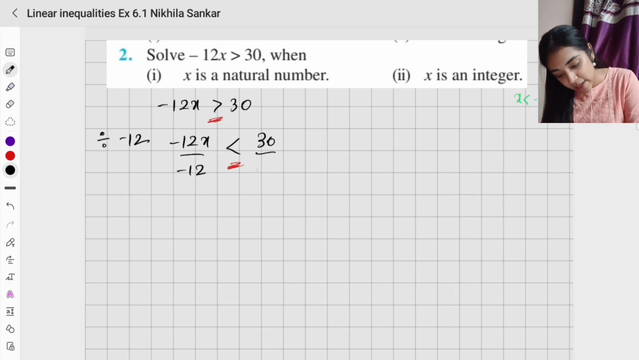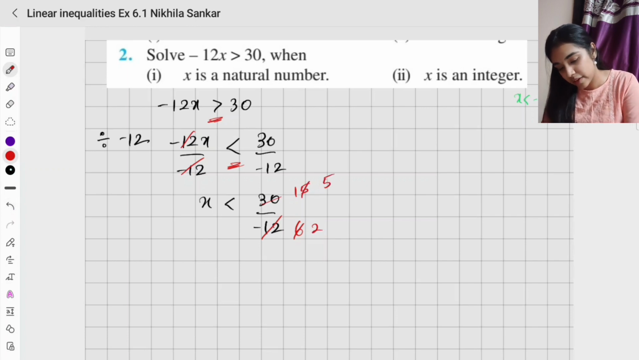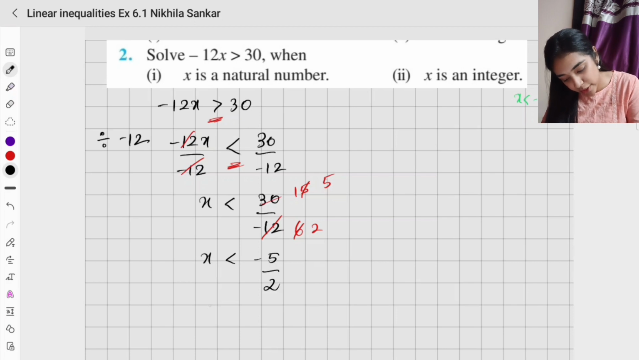Okay. So 30 divided by -12. So I have -12 and the -12 gets cancelled. x less than 30 divided by -12. I can cancel this. So I'll have 2 6s are 12, 2 15s are 30. 2 3s are 6, 3 2s are 6, 3 5s are 15. So 5 divided by 2. So I have x less than -5 divided by 2, which is x less than -2.5.